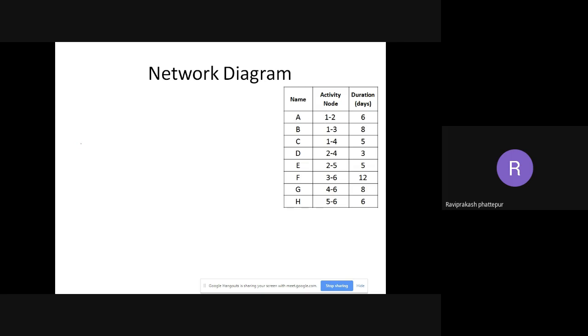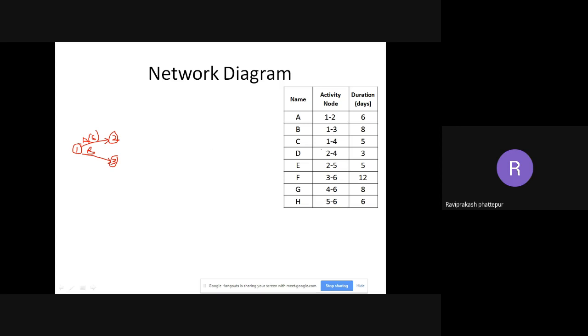Okay, so first I'll draw a node here. This is 1. Then A is the arrow, so I'll put one more node, this is 2, with an arrow, and this is A. So what is the duration? Duration is 6. In bracket, I'll write 6. Next, I'll just write A, B, C, D. You can copy it directly in your books. Then B is 1 to 3, so I'll draw here. This is B, 1 to 3.